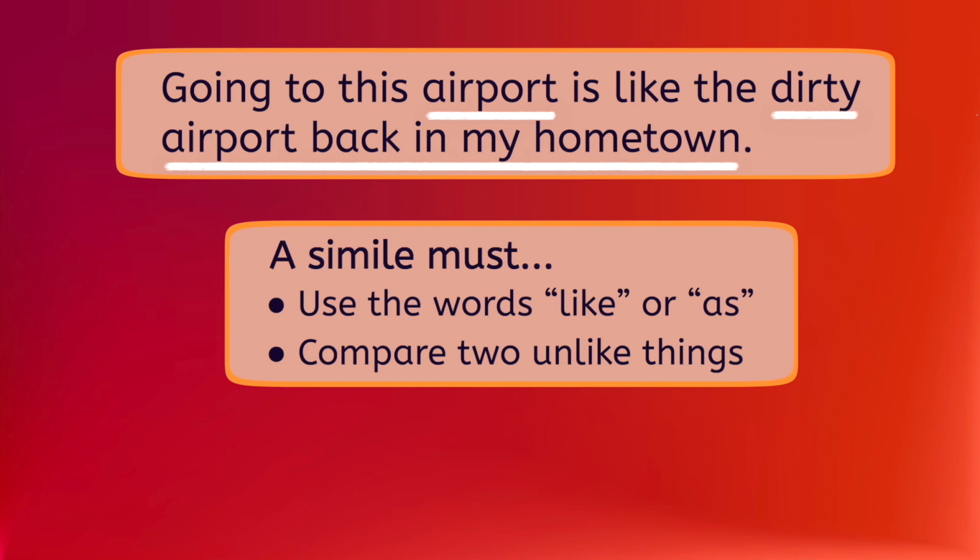Maybe comparing the 2 airports is comparing 2 like things, so they are not unlike each other. In fact, they are too similar. This is a common mistake when writing similes, so always make sure that your similes are comparing 2 things that are not similar. Comparing 2 things that are not similar to each other is what makes similes especially effective. Since we need to compare unlike things, that wouldn't be a simile.